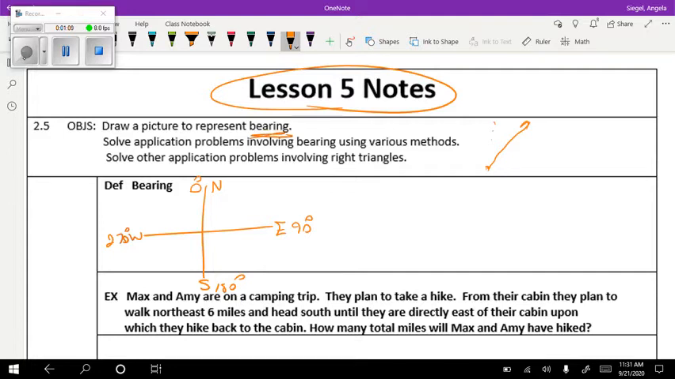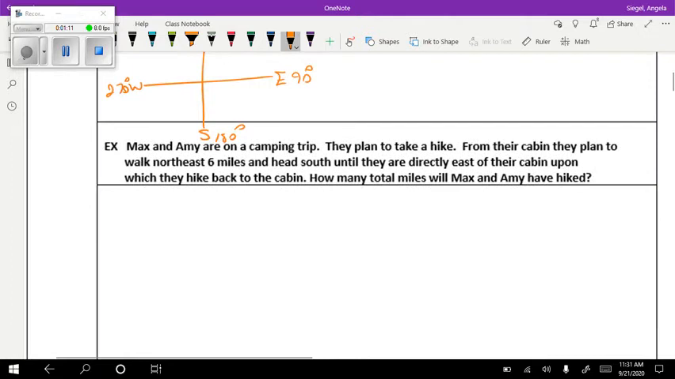So I think the easiest thing to do is probably just to jump right in with a problem. We have Max and Amy on a camping trip. From their cabin, they plan to walk northeast. Northeast is truly halfway between north and east, so when you see that, we're thinking about a 45-degree angle. So 6 miles, and then they're going to head due south until they are directly east of their cabin. Okay, so they're going to make a little triangle. Then they're going to hike back to the cabin.